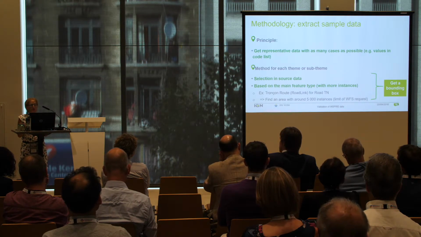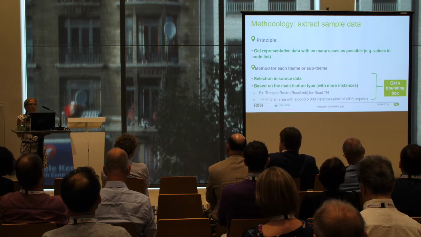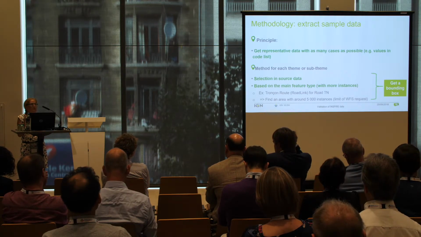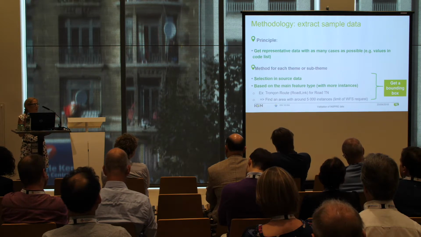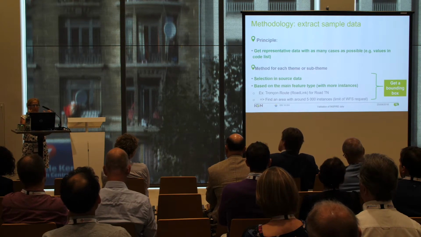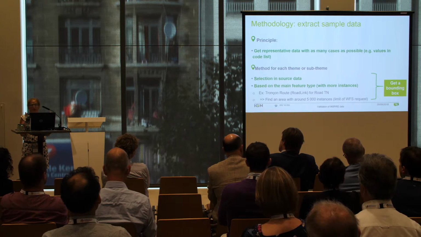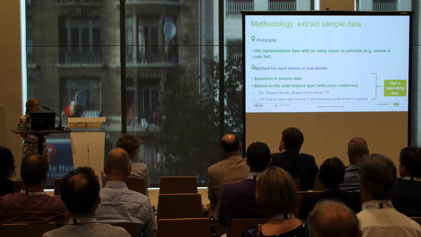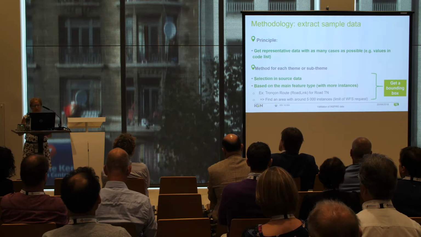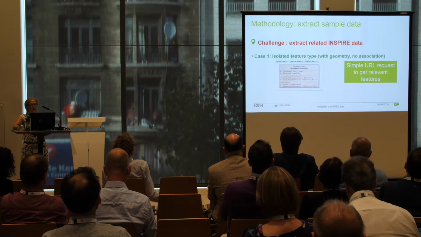So what we do, we make the selection in source data. For instance, for the main feature type, for road transport, we examine the feature type corresponding to road link, because it's the most represented feature type for road transport. So we try to find an area with more or less 5,000 objects, and it's that area that will give us the bounding box. And then we try to get the corresponding features in INSPIRE.